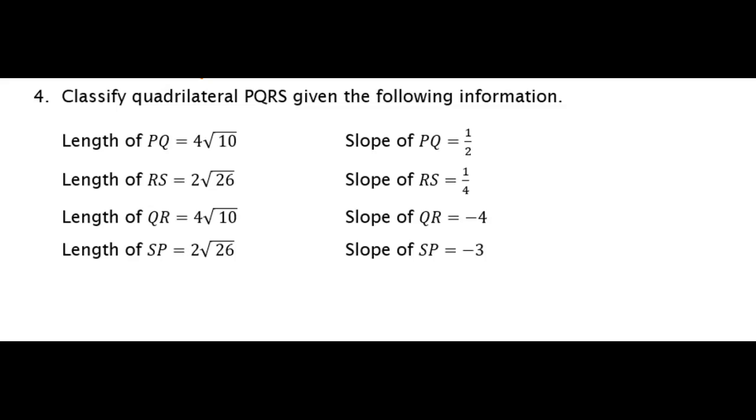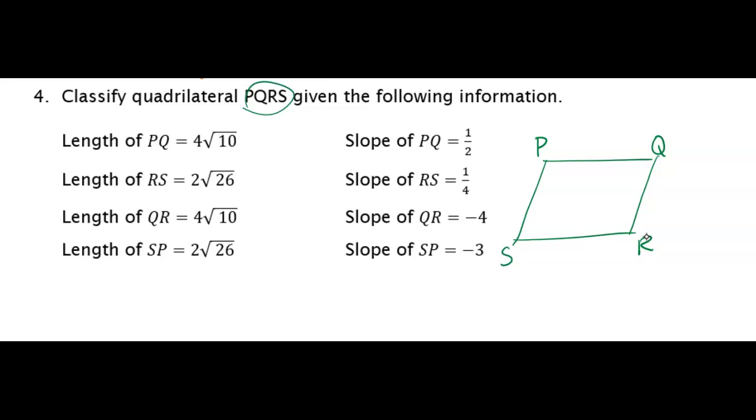The first thing I want to do in order to classify quadrilateral PQRS is to draw a picture. So I'm just going to draw kind of a generic four-sided figure. It looks a little bit like a parallelogram, but that's okay. And I'm going to label it PQRS, and I make sure that my letters go in the same order as they do for the name up here.